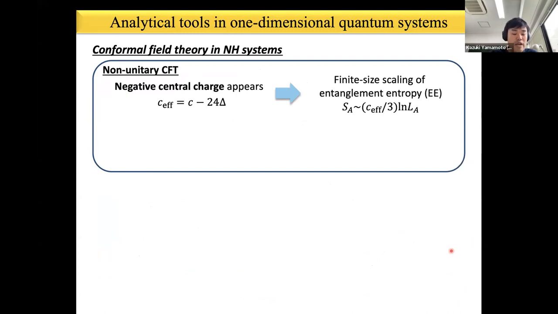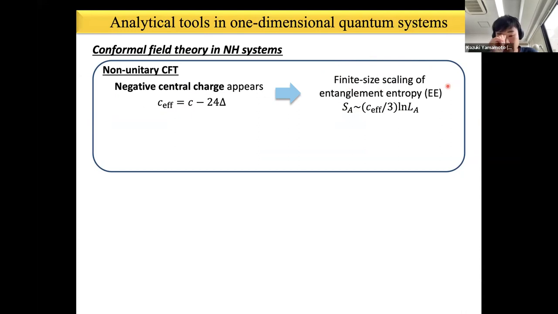Okay, now we explain the non-Hermitian generalization. In non-Hermitian systems, conformal field theory also appears. And in recent few decades, a non-unitary CFT has been actively studied. In non-unitary CFT, a negative central charge naturally appears. This central charge c becomes negative. And by using the conformal dimensions, we can construct the so-called effective central charge. And the finite size scaling of entanglement entropy is given by the effective central charge.